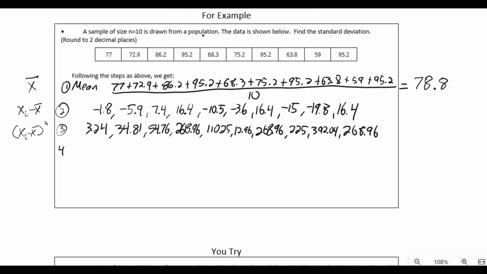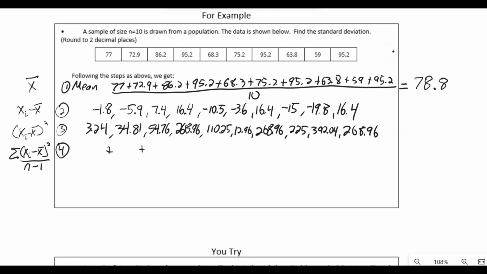Step 4, we do what I call the quasi-mean. It's where we add them all up. That's what the sum symbol is. That's the uppercase Greek letter S for sum. And you divide by one less than how many are in the data set. The dividing by one less has the sample standard deviation better reflect the true population standard deviation. So we would add up these 10 numbers and divide by not 10, but 9.